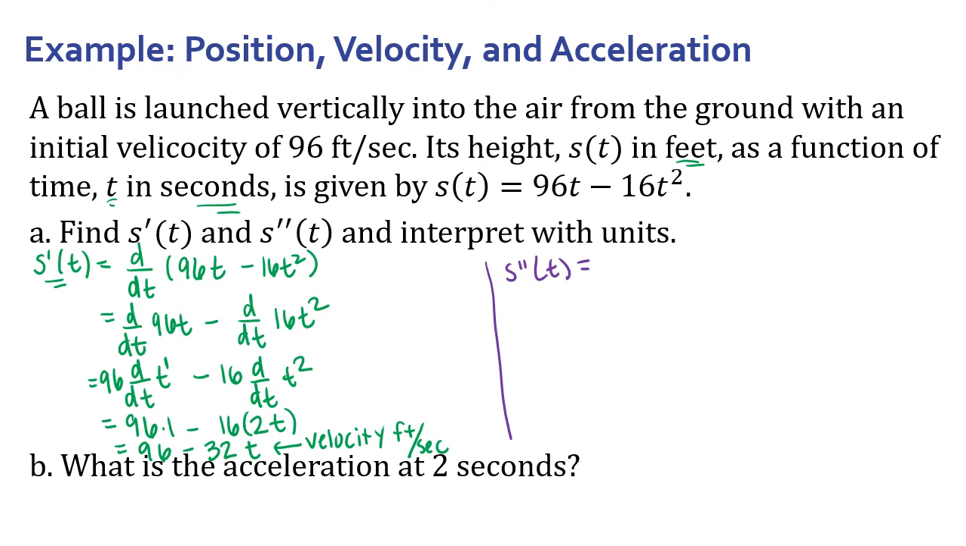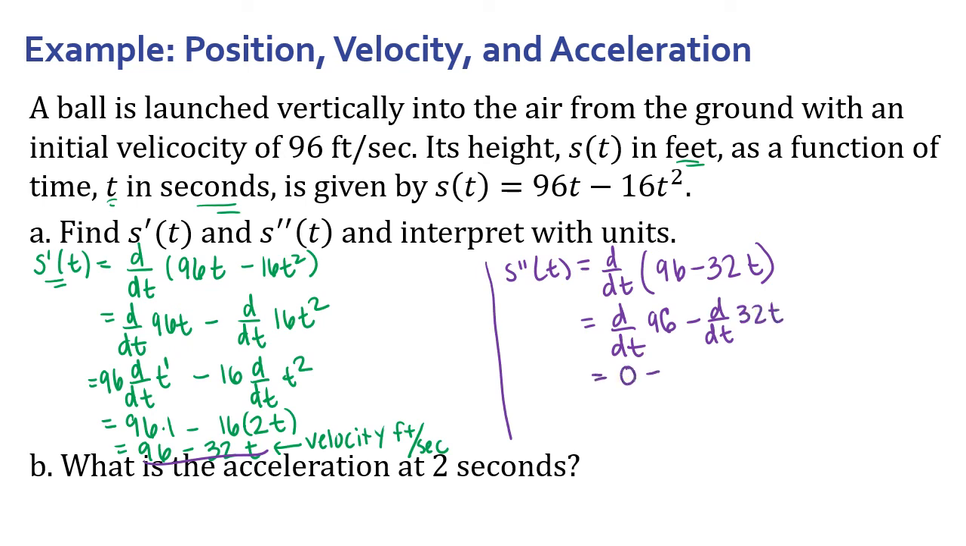If we were to find that second derivative, it's finding the derivative of the first derivative. So that's going to be finding the derivative of 96 minus 32t. So again, it's finding the derivative of the first derivative, which we found right here. So that gives us 96 minus the derivative with respect to t of 32t. So the derivative of a constant is 0. I can move that 32 out. And the derivative of t is just 1. So I get 0 minus 32, which is negative 32.